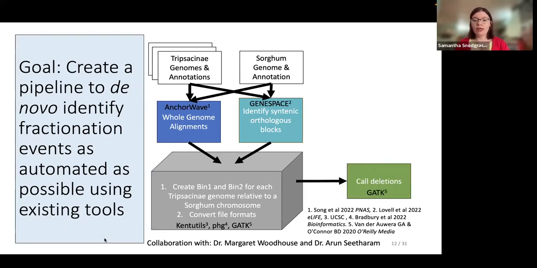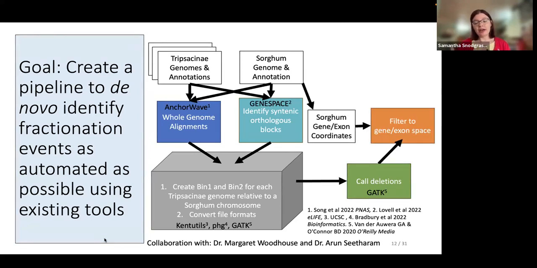From there, we can call deletions using GATK, and from there, filter it down so that we're only looking at genes in the genic or exonic space using the sorghum gene and exon coordinates. And from there, we should be able to get our pan deletion ID matrix, which is the ultimate goal of all of this.